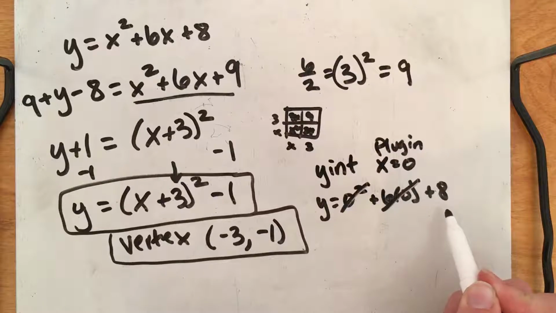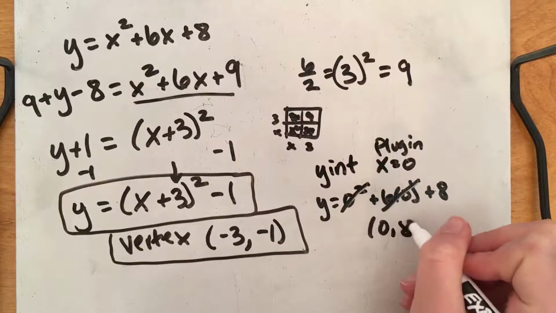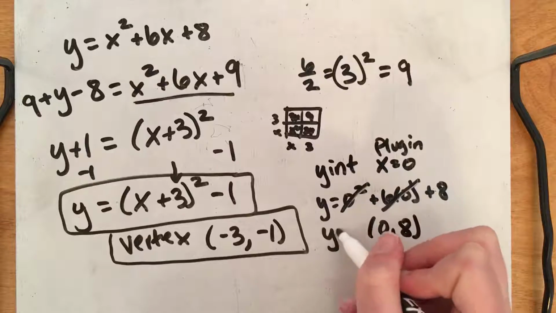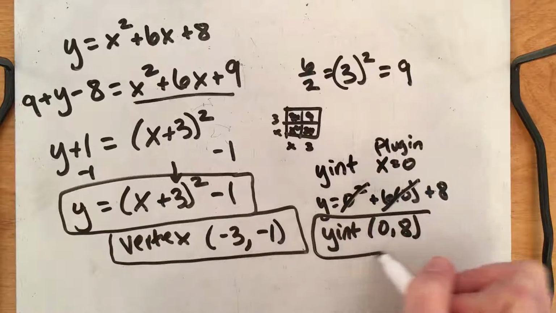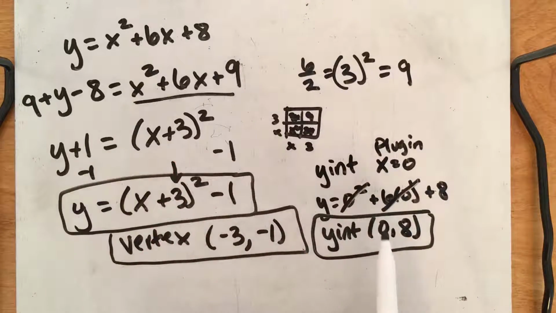I just have a positive 8 left. So my y-intercept is (0, 8). And that's always going to happen if our equation is in standard form. It's just that constant term on the end because we're plugging in all the x's to be 0. So everything else will drop out except our constant term.